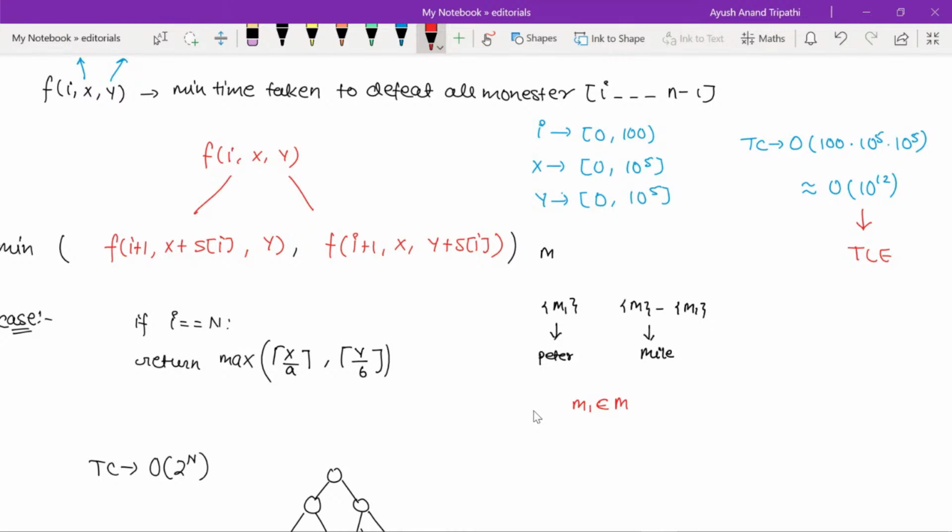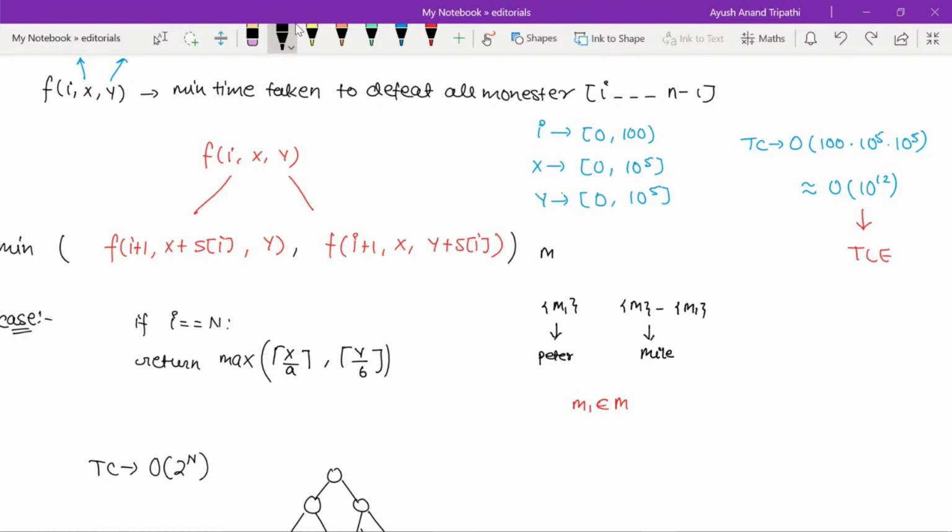So what can we do? Can we do something better? My answer is yes. And what is that something better? My claim is that you don't need to memorize both x and y, only memorize one subset sum, and the other subset sum you can find easily by just subtracting the current subset sum from the total sum.